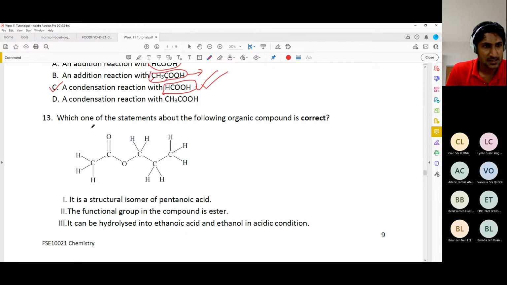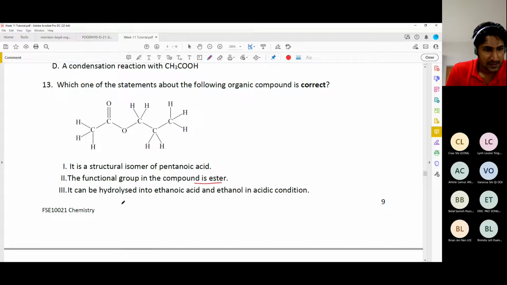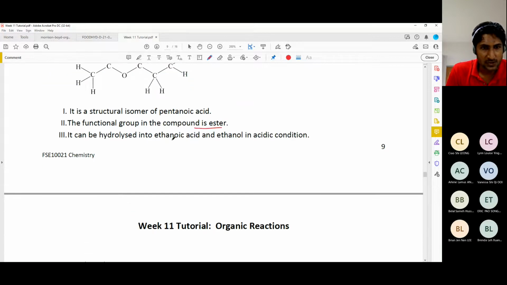Question 13 says: which of the statements about the following organic compound is correct? It is a structural isomer of pentanoic acid. The functional group of the compound is ester. Yes, it is true. It's an ester, right? And it can be hydrolyzed into ethanoic acid and ethanol in acidic condition. That is interesting. Whether it will be hydrolyzed to ethanoic acid and ethanol in acidic condition.